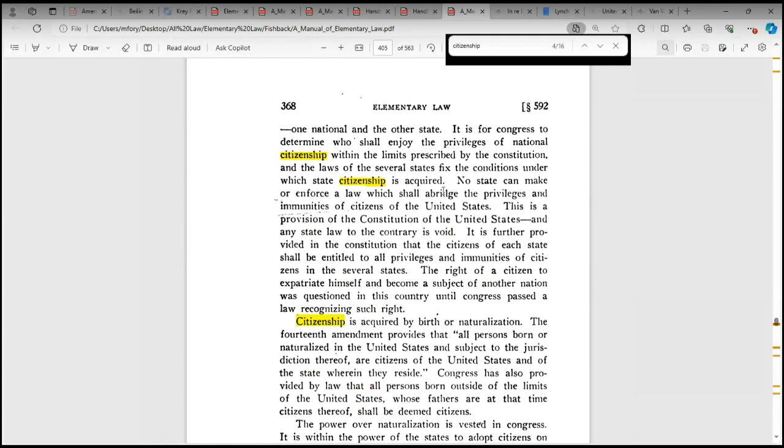So why do they say it like that, right? Where it says, it is further provided in the Constitution that the citizens of each state shall be entitled to all privileges and immunities of citizens of the several states. That's because even a person who becomes naturalized, right? By residing in that state, he becomes a citizen of that state, no different than a person that was born there. That means that what? He is entitled to all the state citizenship rights and privileges and immunities. And what do we call them? Fundamental rights, protected by the Constitution.